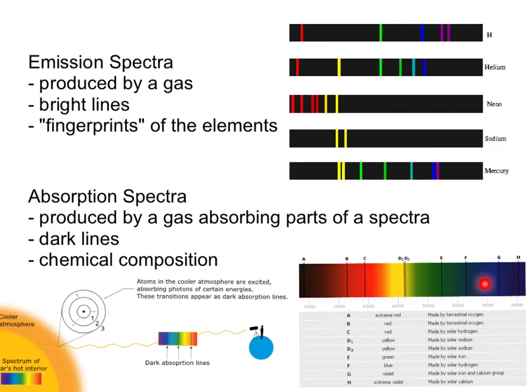Here we have a picture of the sun's absorption spectrum, and you can see these different letters, especially C, which is a hydrogen line, D1 and D2, which are sodium lines, and some other lines here. We can actually look and see which lines are missing will tell us what elements make up the different layers of the sun. This is how we can understand what the sun and other stars are made of, and not having to travel the millions of miles or light years to them.